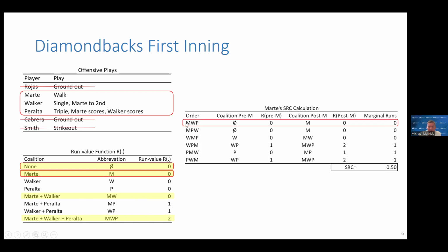So for example, one way of adding players to the coalition is adding Marte first, then Walker, then Peralta. If we add Marte first, before he's added, there's nobody in the coalition. So it's the none coalition, which is this 0. That's the value before he's added. After he's added, he's the only one in the coalition, which is the M coalition. But that also has value 0. So when we add Marte in this order, the marginal runs is 0.